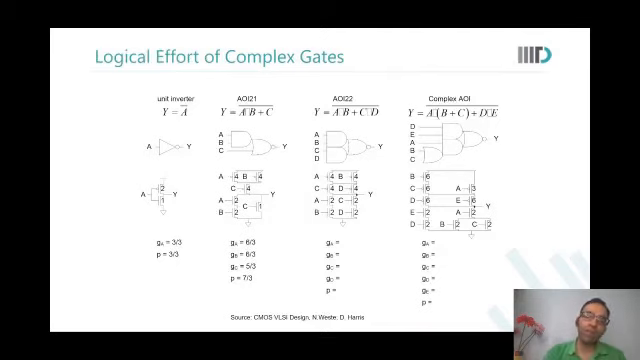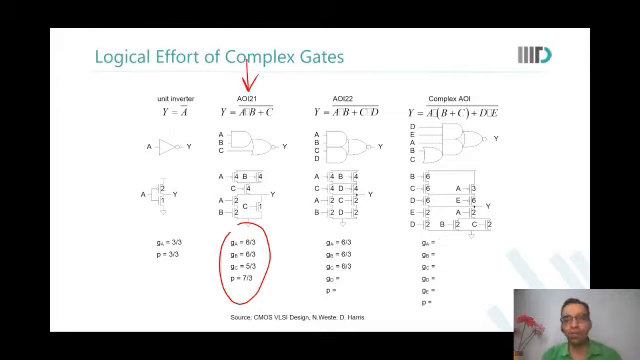Logical effort of complex gates. Are you able to see? We've already seen this slide earlier also. You remember we have seen this slide when we looked at the G and the H thing the first time. So the logical effort of these gates can also be calculated in exactly the same manner as we did for the first complex gate.